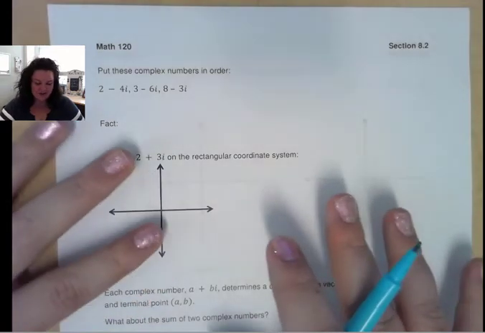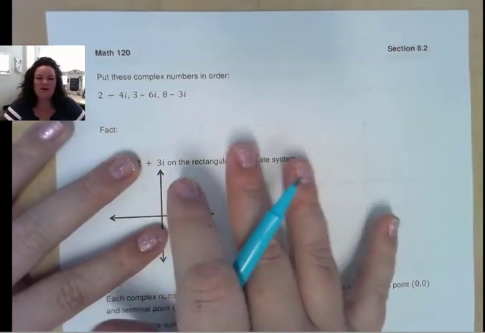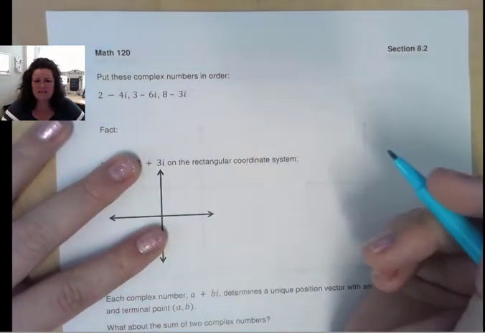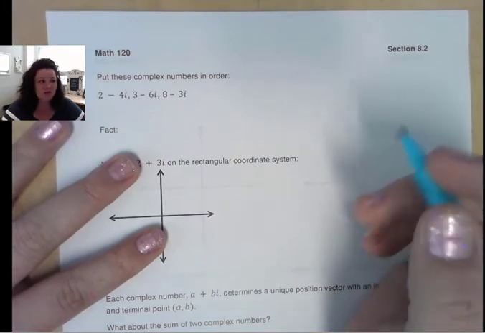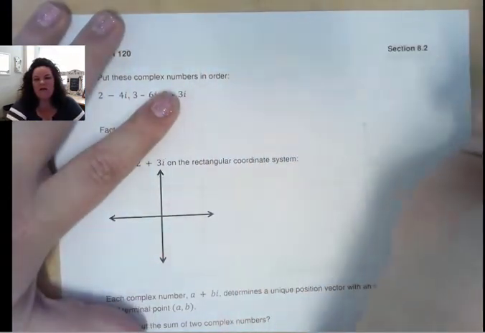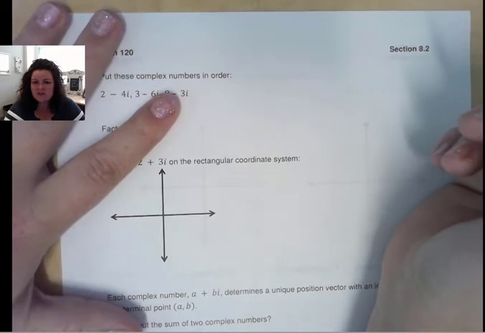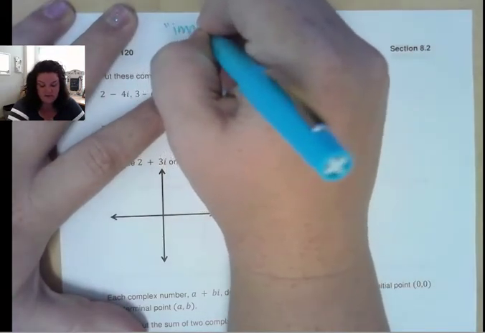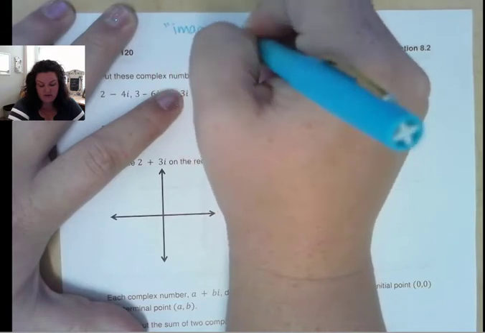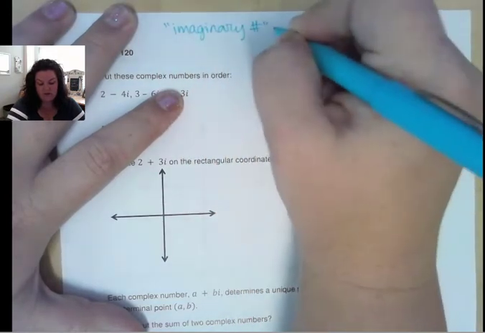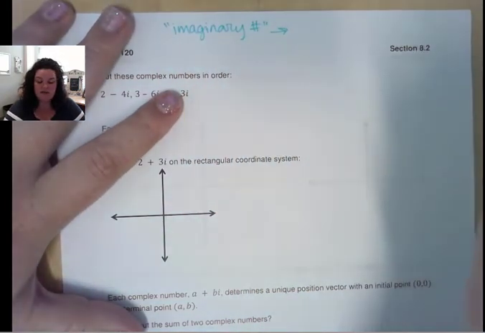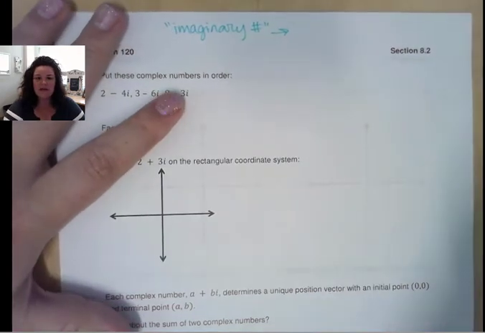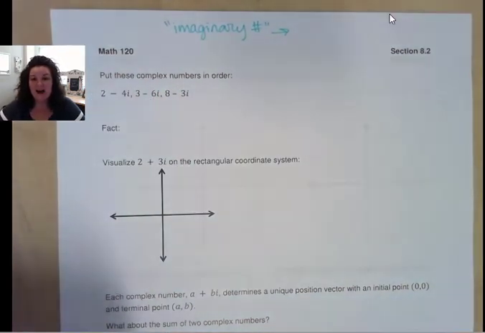Okay, so just a quick little review on what complex numbers actually are, right? So remember what we introduced in college algebra is the idea of an imaginary number. And an imaginary number is any number that can be written with an i.